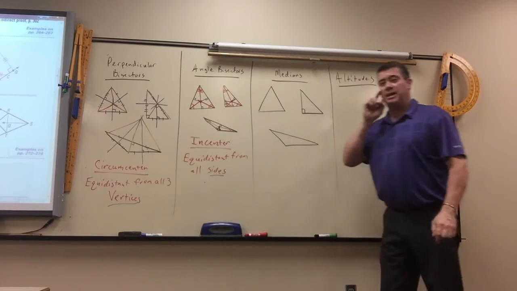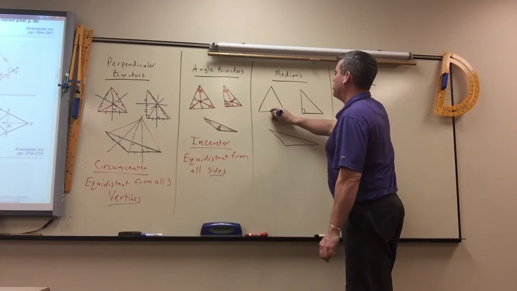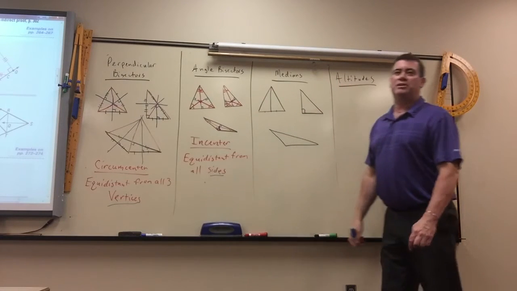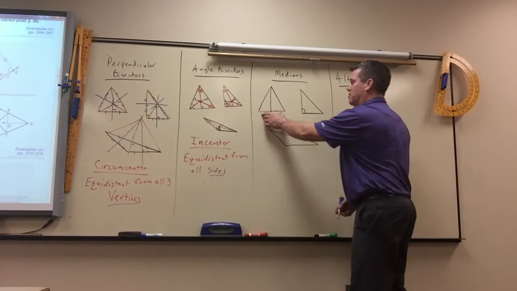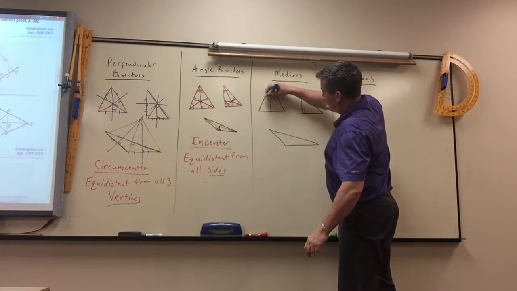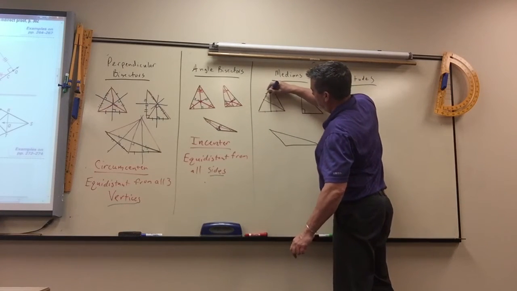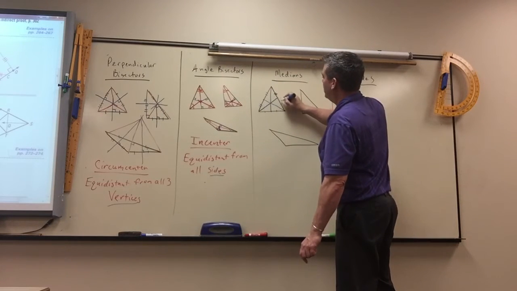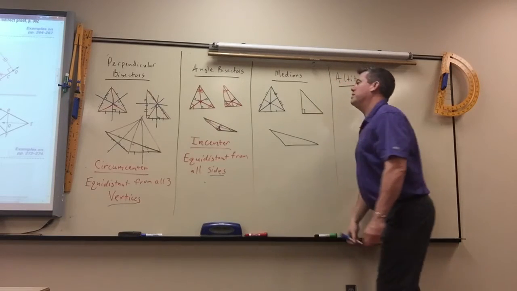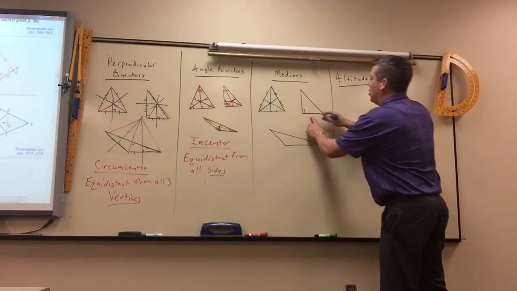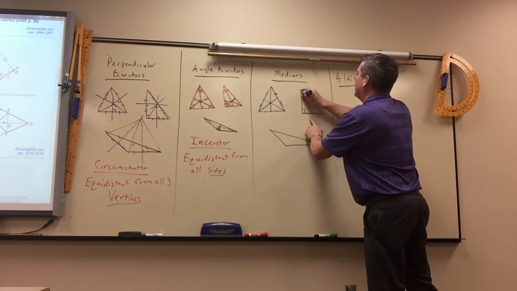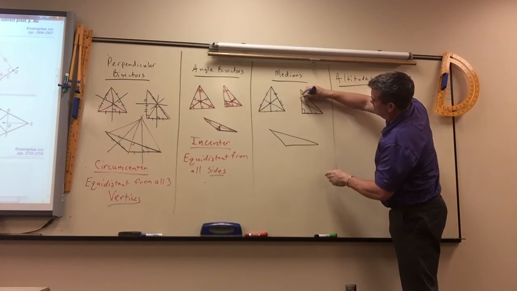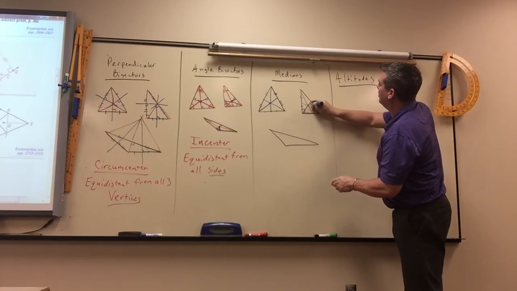So to show a median goes from the midpoint of one side to the opposite vertex. That's all it does. So the only thing you gotta mark is that this is the midpoint. So then from here to there, and they will also meet at the same spot right there. So on a right triangle, it would go like that. It would go there and there.